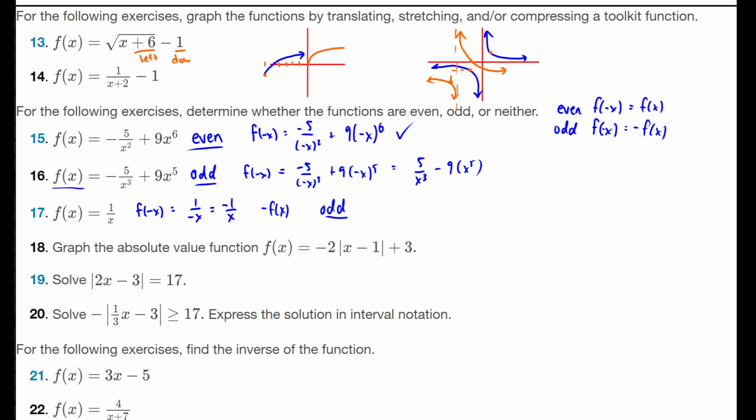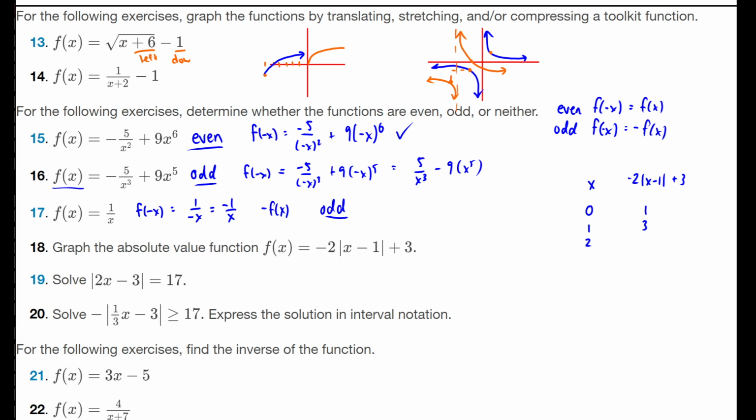Graph the absolute value function, negative 2 times the absolute value of x minus 1 plus 3. So basically what we're doing here is we're checking values of x. So I could just make a little graph of this. If x is equal to 0, then negative 2 times the absolute value of x minus 1 plus 3, what's this going to get? So we're going to get negative 2 times 1 plus 3, which would be 1. We put 1 in for x, we're going to get negative 2 times 0 plus 3.